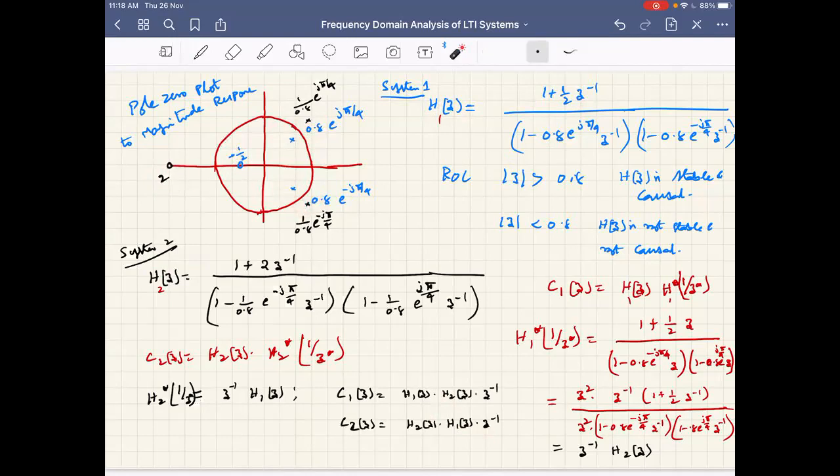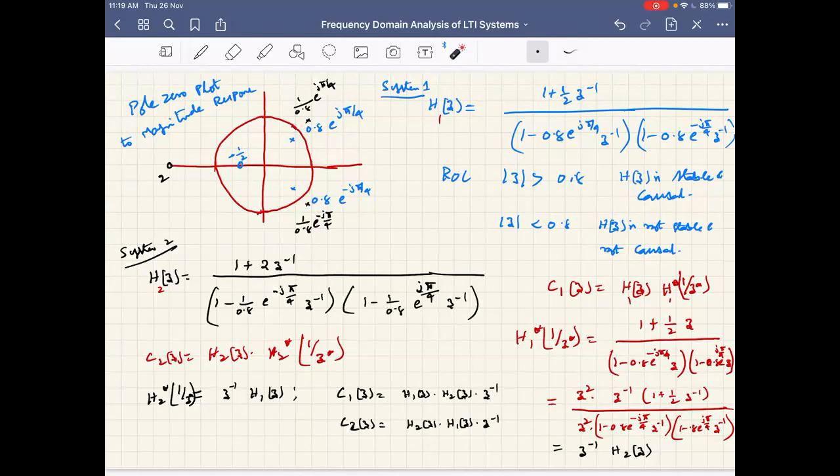Okay, for a given magnitude, systems having the same magnitude response, their pole and zero locations have some relation. Here, how are the poles and zeros related? You can see that any pole or zero is related by 1 by Z star. So you can create systems having poles and zeros at Z and at 1 by Z star, which will have the same magnitude response.